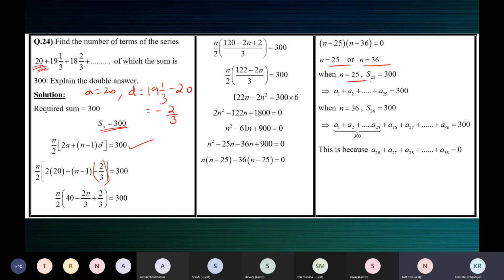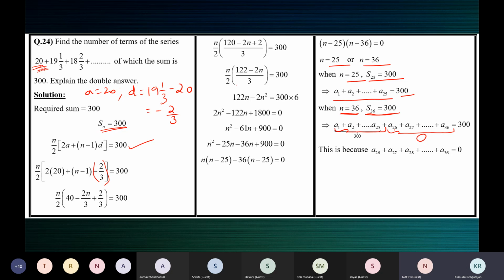So when n is 25, it means the sum of the first 25 terms is 300. That means a1 to a25 is 300. When n is 36, it means the sum of the first 36 terms is 300. That means a1, a2, a3 till a36, the sum is 300. But we know that the sum of the first 25 terms is 300. 300 plus what will give you the same 300 as the answer? Plus 0. So this means the sum of the terms from the 26th to the 36th is 0.